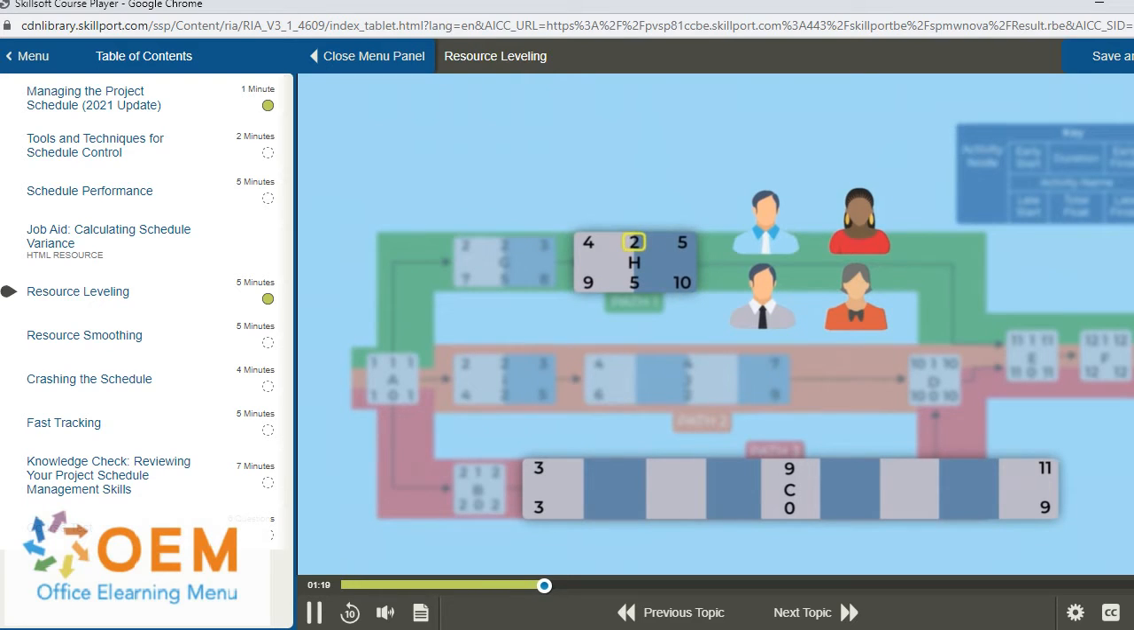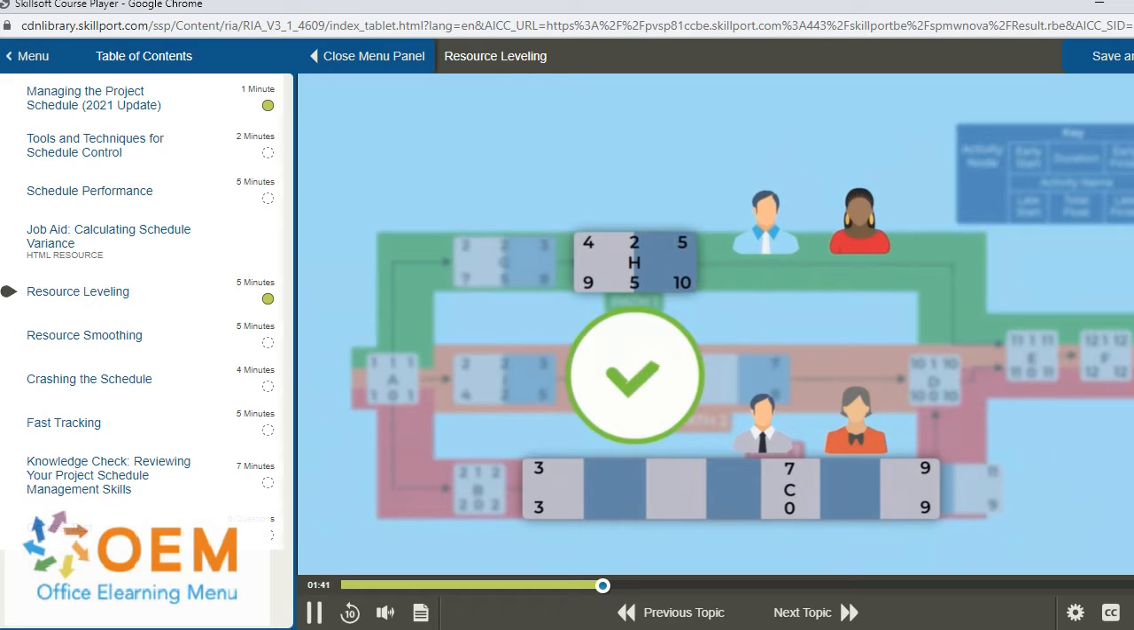Take a moment to evaluate this situation and try to think of a solution. You may pause the video at any time to determine the answer, and then resume the video when you're ready to hear the correct answer. What if we take 2 full-time resources from activity H and shift them to activity C? If this was your solution, good thinking.